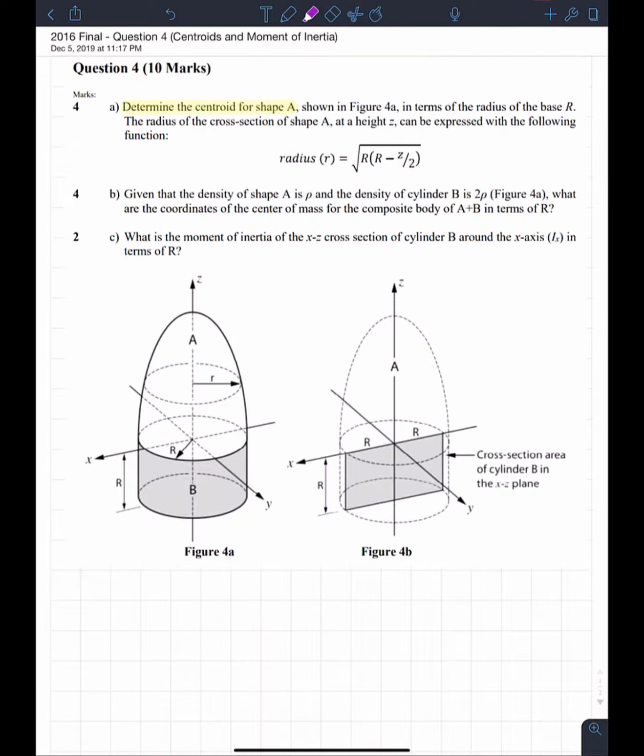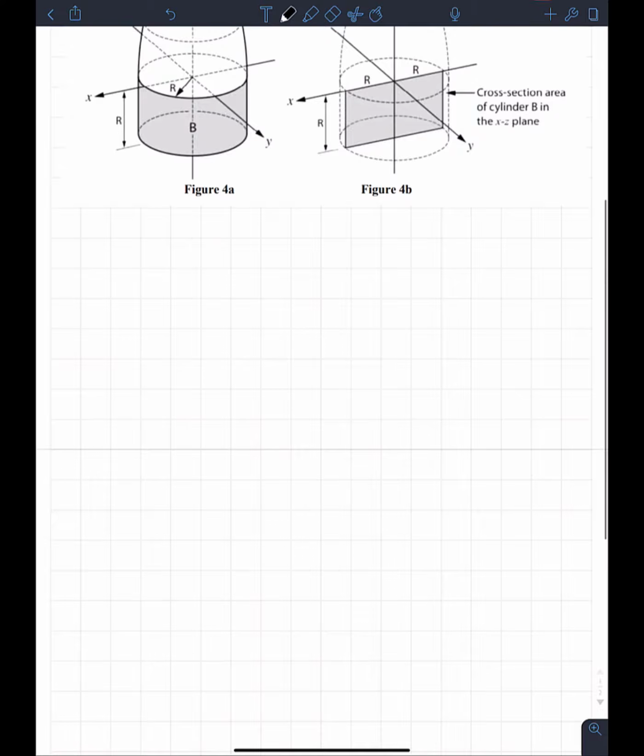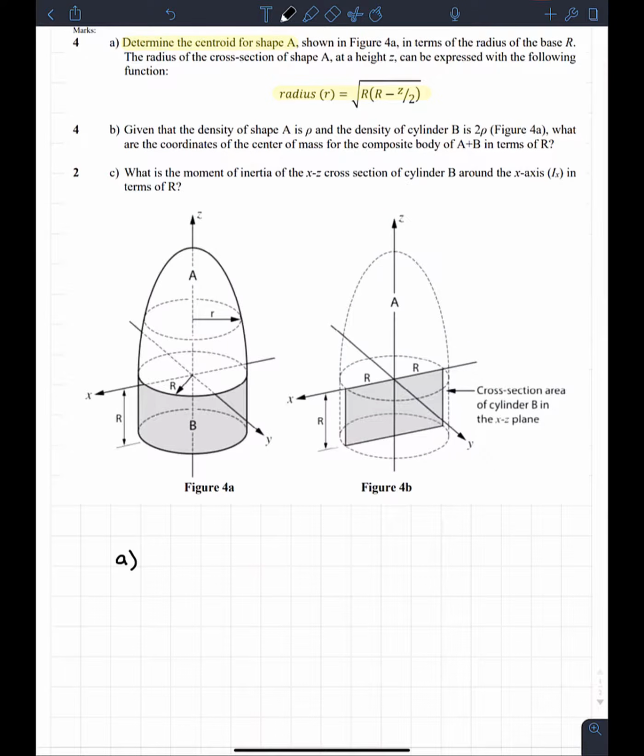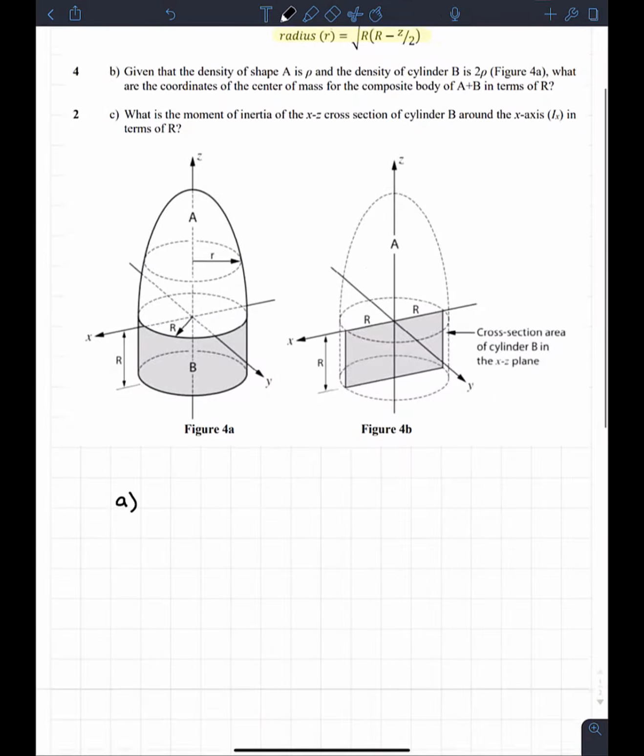We can switch back to this. It has a nice equation for the radius in terms of the base radius R as well as the height Z, so we're going to use that equation quite a bit. We're going to start off by going down here, and we're going to say part A. And remember, for 3D moment of inertia, I'm going to say moment of inertia lots, but we're actually talking about just centroids. For 3D centroids, we always have the same formula.